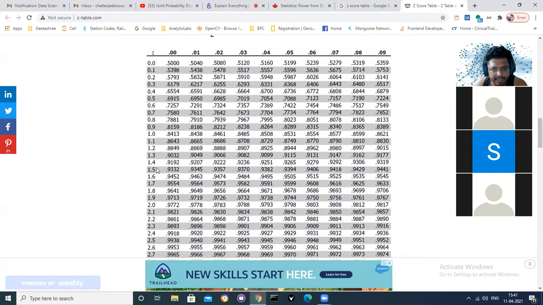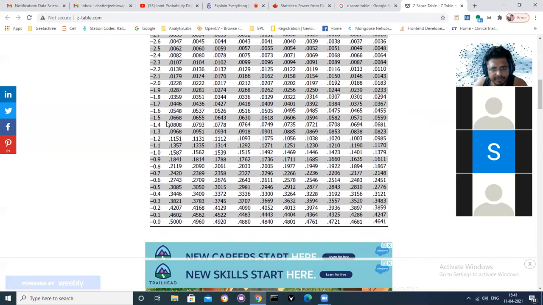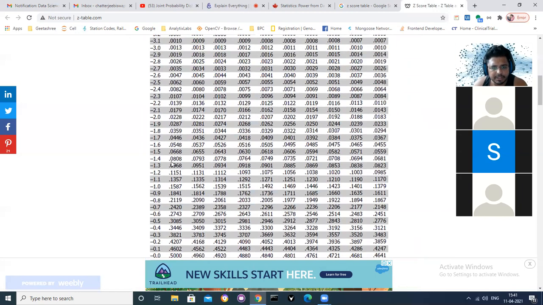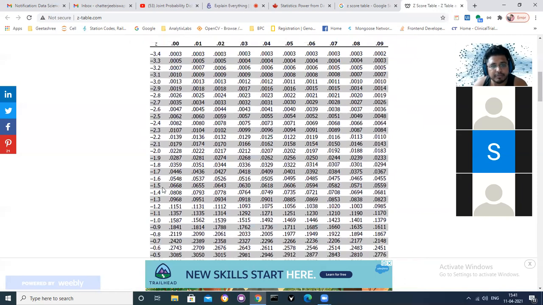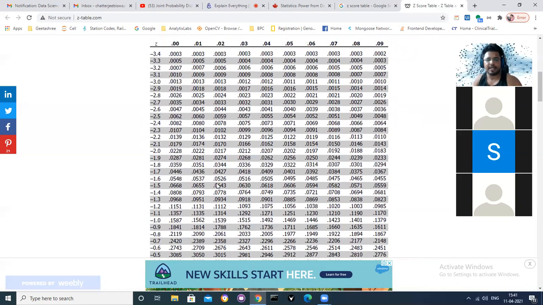So like we saw minus 1.5, right? Suppose it was minus 1.51, then this much is the value. Minus 1.52, then this much is the value, right? So this is how it is calculated. So any doubts in this one? Anybody? No. Yeah. Tell the people. No, nothing.